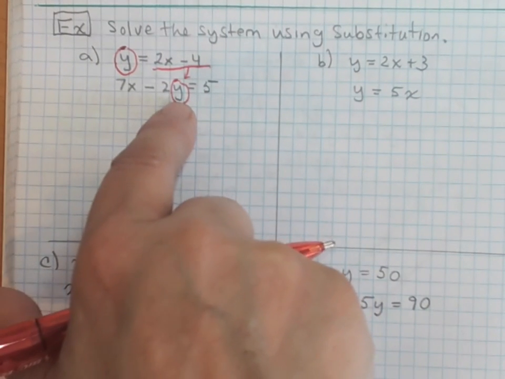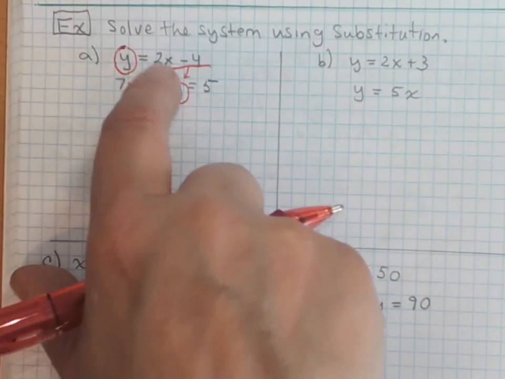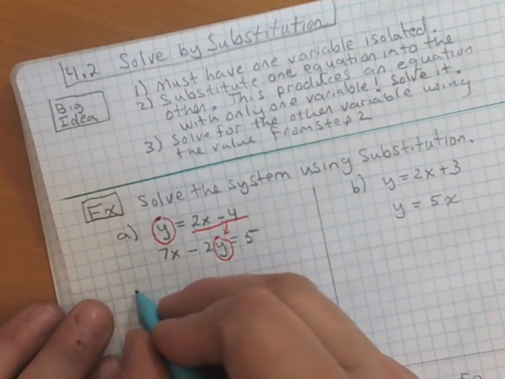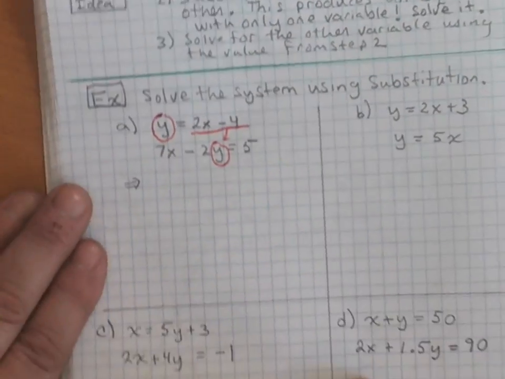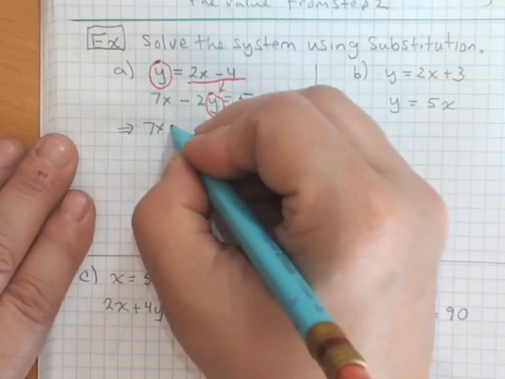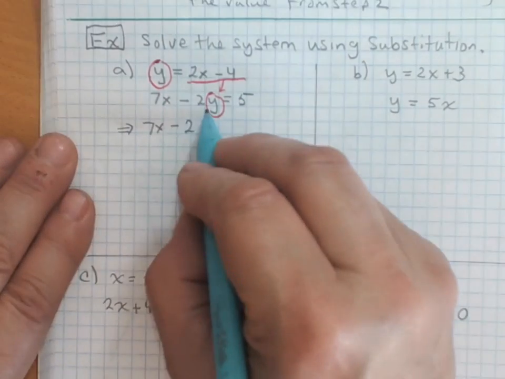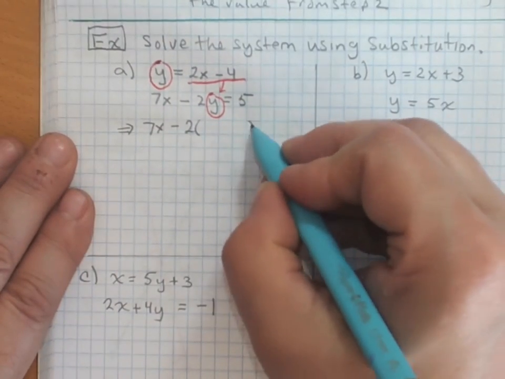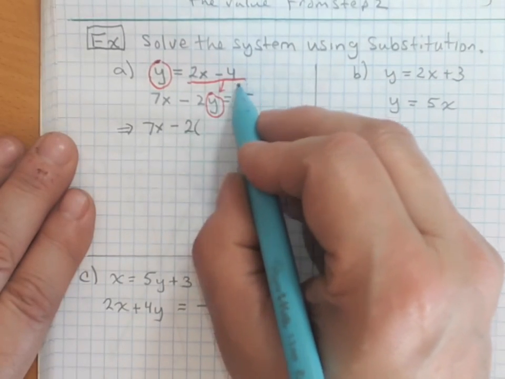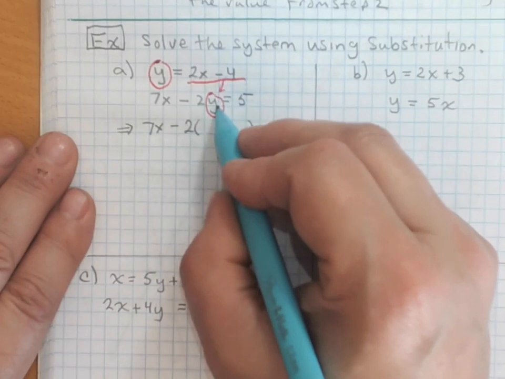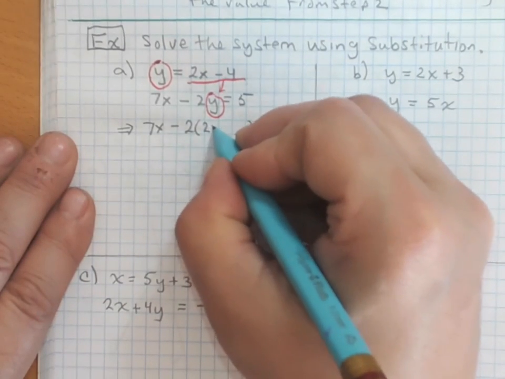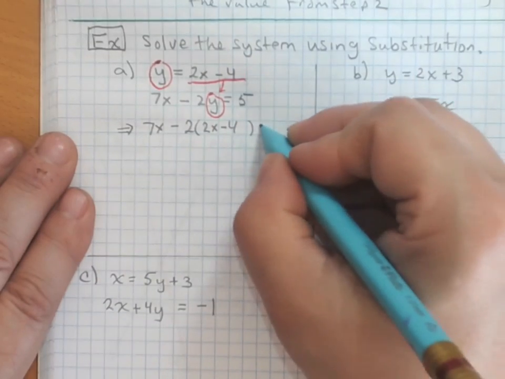So we're going to replace this second y with that quantity. And it looks like this. That gives us a new equation. The second equation becomes 7x minus 2, and all of that stays the same. But right where the y is, we're going to replace this y with the quantity it is equal to. These two quantities are equal, so I can replace one with the other. So 2x minus 4 goes here, equals 5.